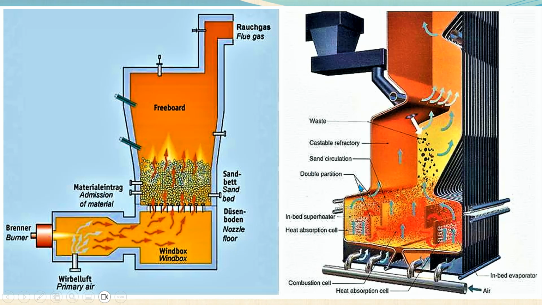Then there will be a circulation of sand, and castable refractory should be there to sustain the very high temperature, maybe more than 1000 degrees Celsius. Waste material is put in like a spray, and everything is burned and formed into ashes. This is one of the best methods, but it consumes a lot of electricity, and the cost is also very high.